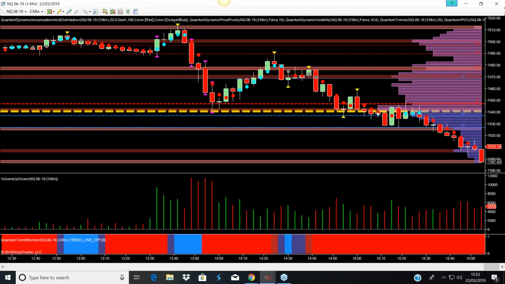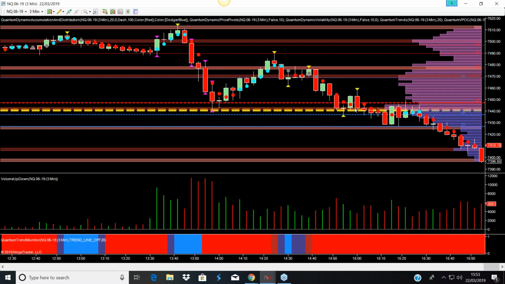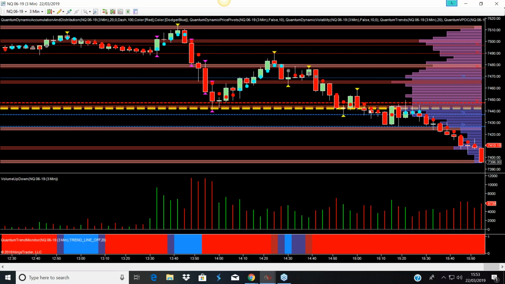This is the 3-minute chart, and we can see here clearly that this move, although it started off much higher up here, as always, nothing goes down in a straight line straight away. It came down, it came to the volume point of control, you had a degree of congestion. It's interesting that the trend monitor has remained bright red. So you had an opportunity here as a breakaway trader.